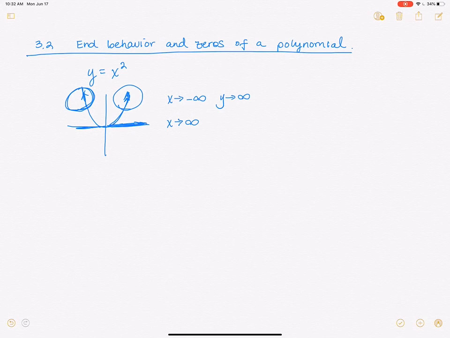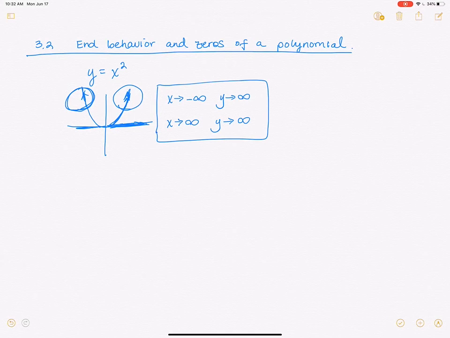All right, on the other side, we say that x is going to positive infinity. What's happening with y is, as x gets bigger and bigger, y gets bigger and bigger. So we say y is going to positive infinity as well. All right, so this is the notation that you're going to use for end behavior of a graph.